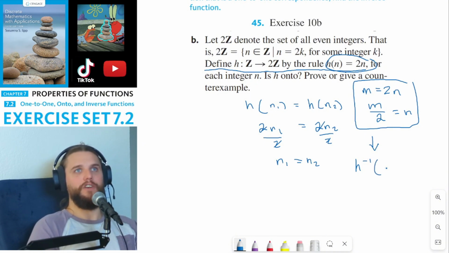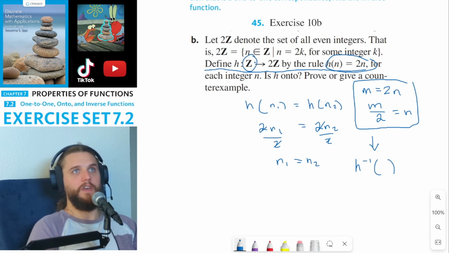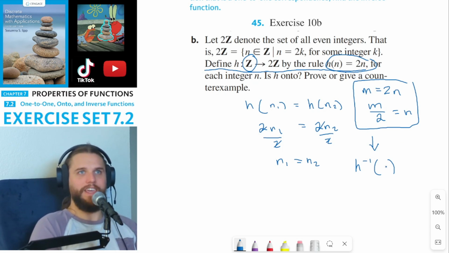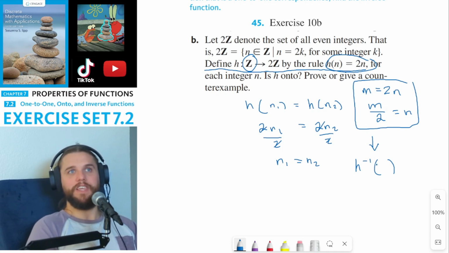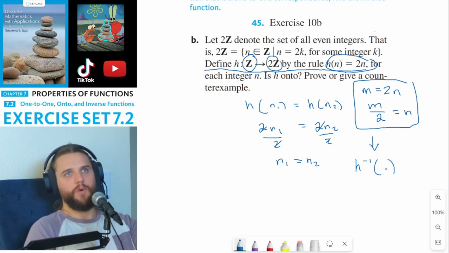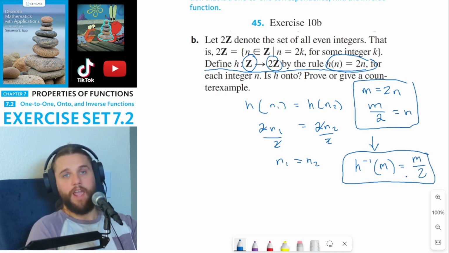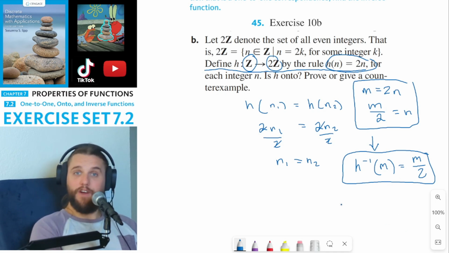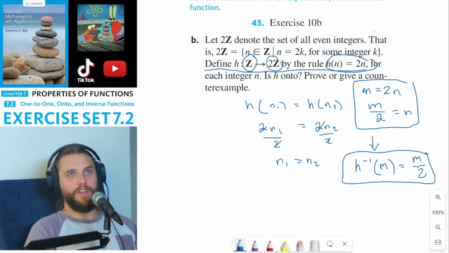But h inverse, now I'm not going to use the same letter n here because n comes from the domain, which is an integer. n is supposed to represent an integer. So I'm not going to put an n here because the inputs don't come from the integers. These inputs to the inverse function come from the codomain, which are the even integers. So I'll say h inverse of m is m over 2. This is how I would frame the function definition for the inverse here. So yes, the function is one-to-one, and here's the inverse function, m over 2.